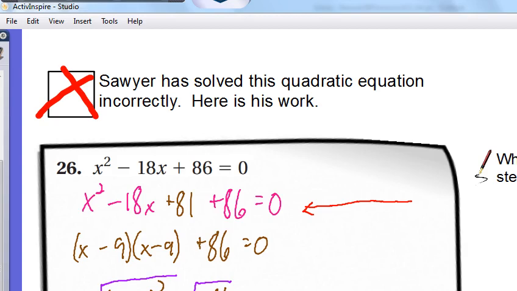He forgot the negative 18x to make two identical factors. Like what you said before, parentheses x minus 18. It should be x minus 18. Yeah, that's what you're saying? Yeah. Why should it be x minus 18?